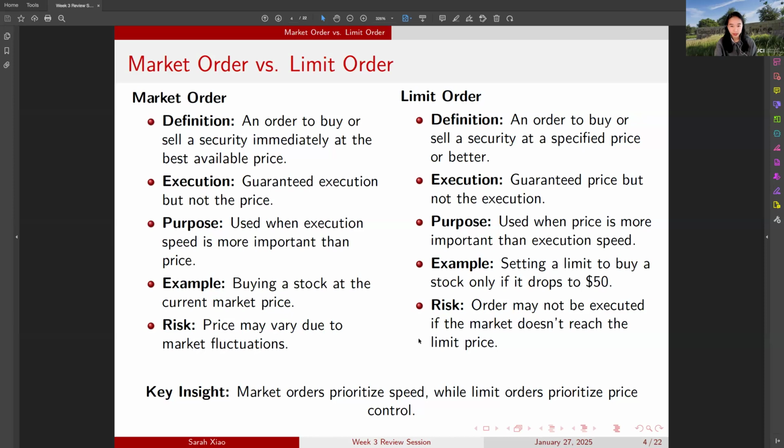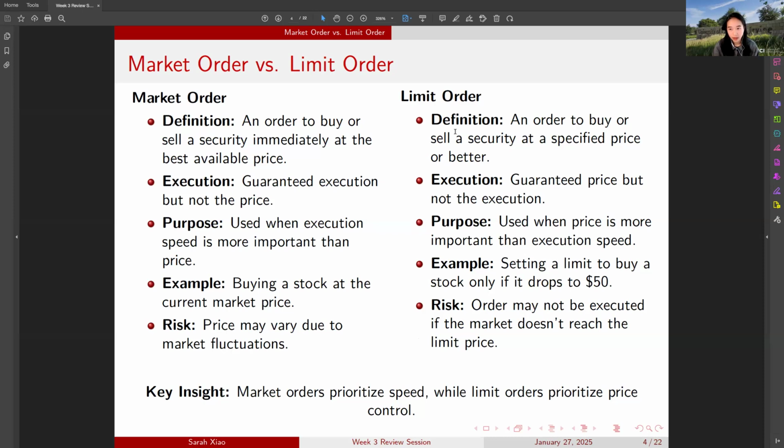All right, the second pair of concepts I want to cover is market order versus limit order. Market orders are orders to buy or sell a security immediately at the best available price. By the word immediately, we can tell the market order guarantees execution, but not the price, because the market price is changing continuously. The purpose of a market order is to use it when execution speed is more important than the price of the execution. An example could be buying a stock at the current market price, which is the best available price in the market.